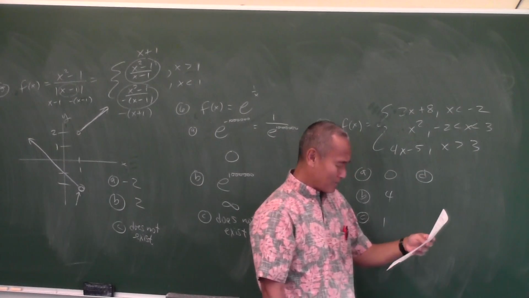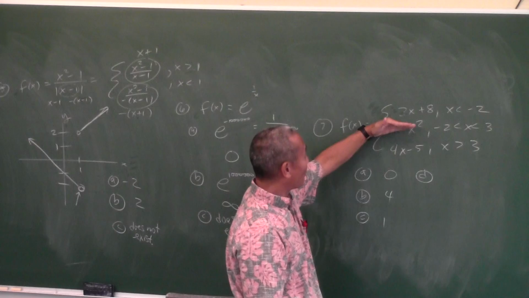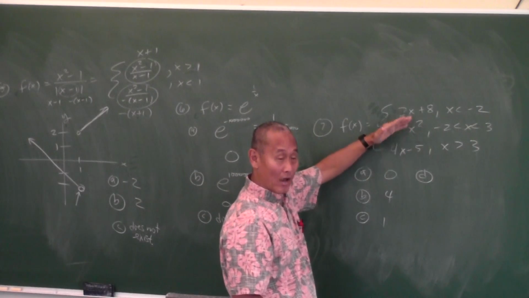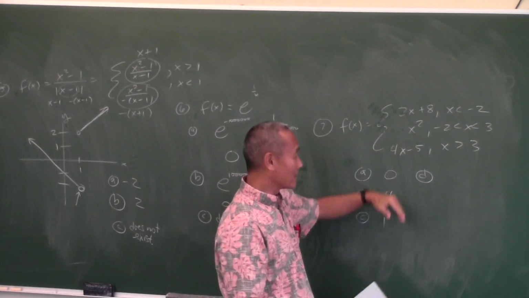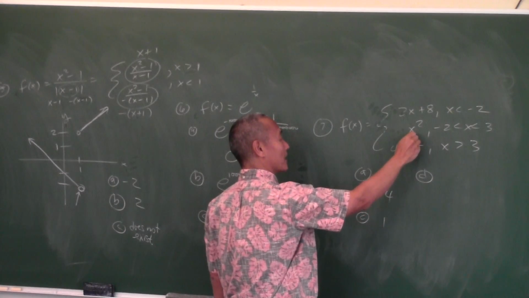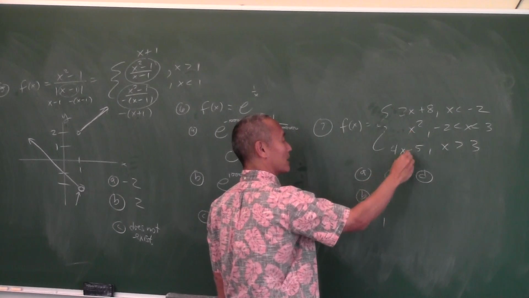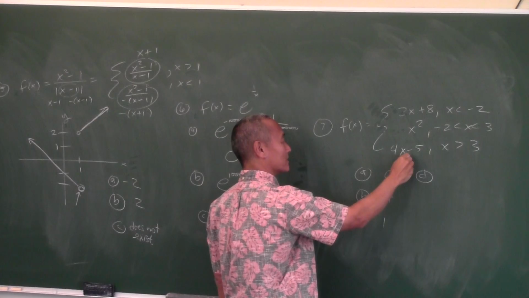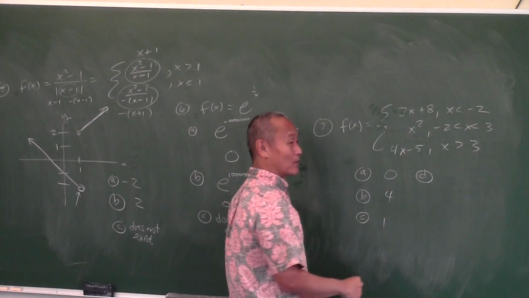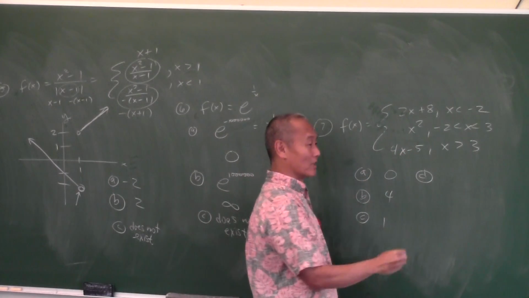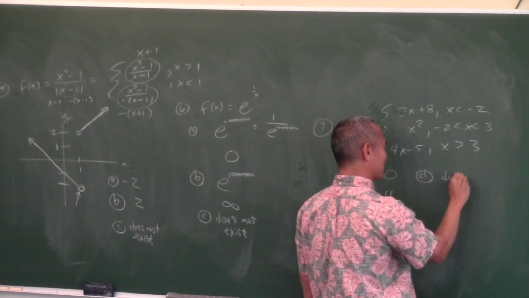D, what's the limit as x approaches 3? Ooh, 3 is the border between these two. So you have to check both, the left-hand limit and the right-hand limit. So if I plug in 3 here, what do you get? 9. Plug in 3 there. 7. So the left-hand limit is 9, but the right-hand limit is 7. Therefore, the limit does not exist.